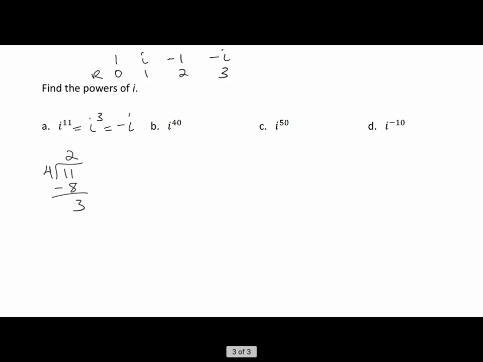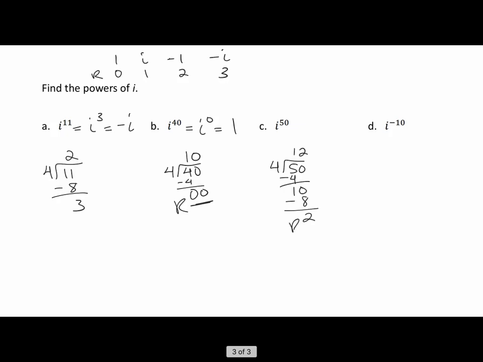For example, i to the 40. How many times does 4 go into 40? And that's going to be 10 times with a remainder of 0. So i to the 40 is equivalent to i to the 0, which is 1. For C, i to the 50th power. So how many times does 4 go into 50? And that's going to be 12 times with a remainder of 2. So i to the 50 is equivalent to i squared, which is negative 1.